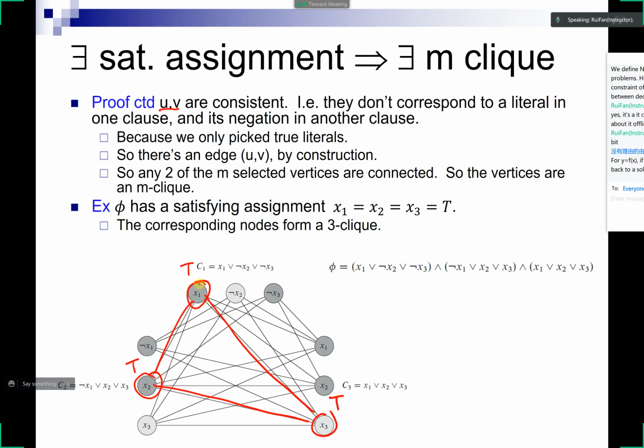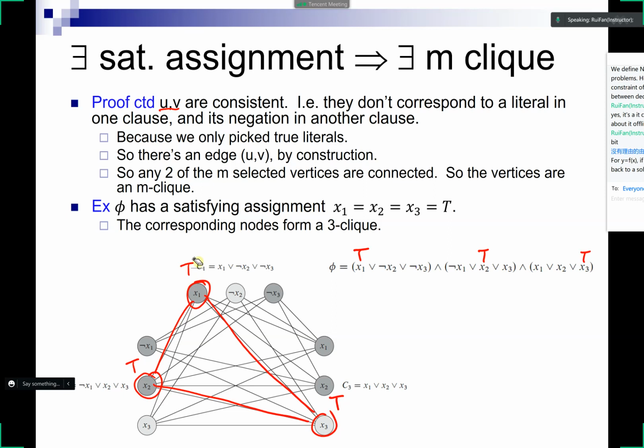Now you can see that for this clique that we found, first of all, each literal comes from a different clause. Like x1 comes from clause 1, x2 comes from clause 2, and x3 comes from clause 3. So now we've chosen one literal per clause. Furthermore, these things are not negations of each other. Like x1, x2, x3, they're all not negations of each other. So it is possible to set all of them to be true simultaneously. And if you do that, then you get that this entire formula is true.